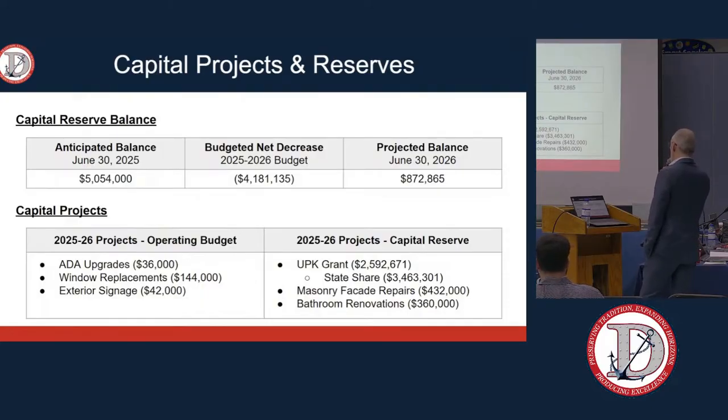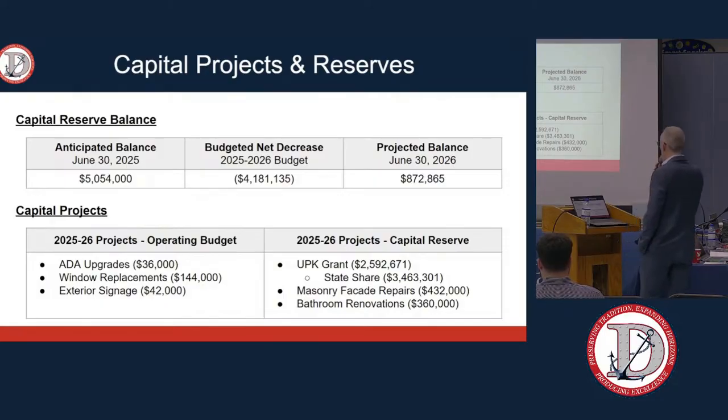In terms of capital projects, we have some significant things that we're looking at from the operating budget: ADA upgrades, window replacements. We've had a lot of conversation about windows for the last couple of years. There are some situations that need to be remedied. And then a lot of exterior signage for student safety, community safety, and wayfinding.